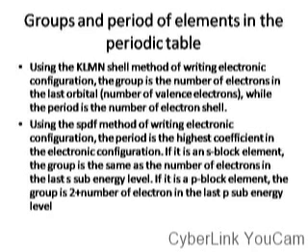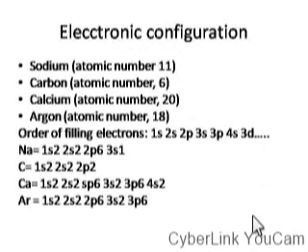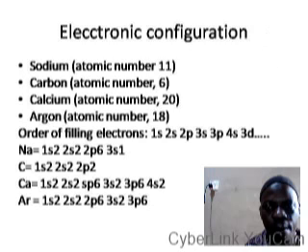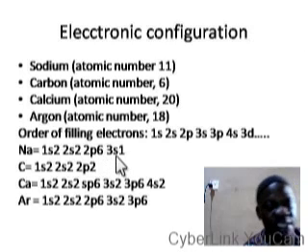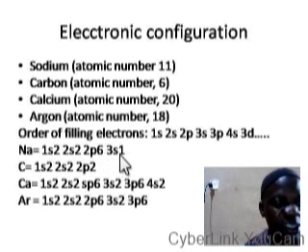Now let's consider the examples we have looked at before. In this case, we have sodium as 1s2, 2s2, 2p6, 3s1. So the last sub-energy level is 3s, and it means this is an s block element. So the group will be group 1. So this element belongs to group 1.